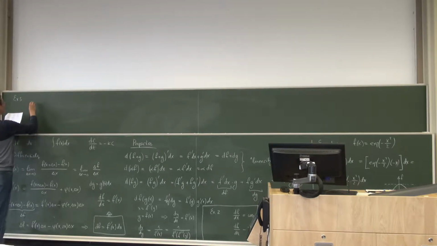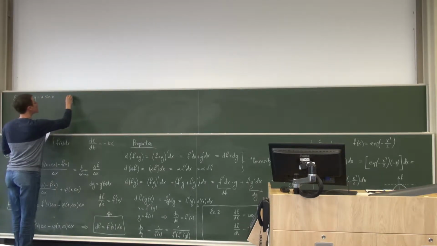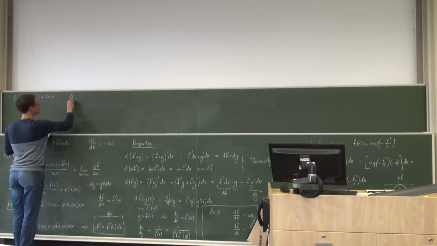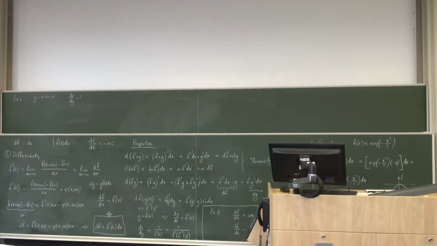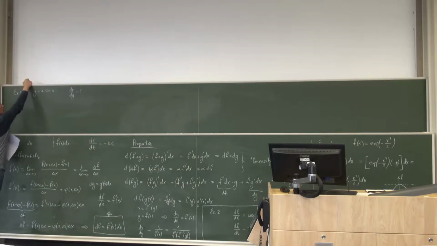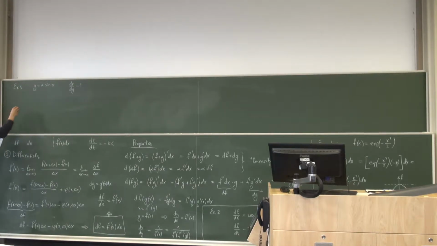We are told that y is a sine x, but we need to calculate dx by dy. I think at some point Hannah impressed me by actually remembering the derivative of an arc sine, but I don't. And so why don't we just run this using the differentials? So we know what dy by dx is.